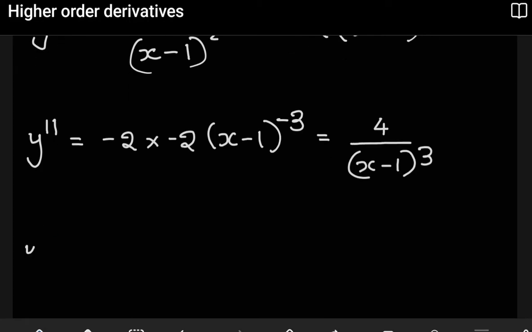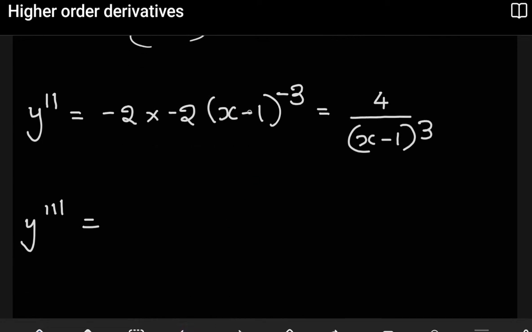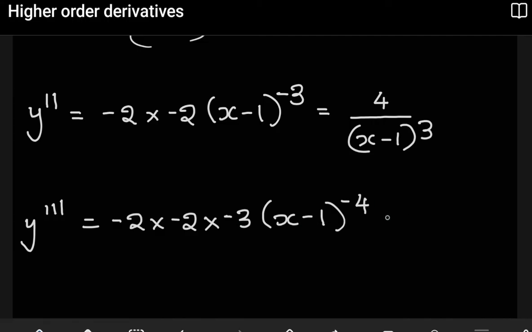The next one, the third derivative, we just have to differentiate this again. So of course, we just multiply by that power minus 3, so that we have minus 2 here, now minus 3, then x minus 1, then minus 4. If we write it in the other way, minus 2, 4, minus 3, 12. So we have minus 12. Then we have x minus 1 to the power 4.